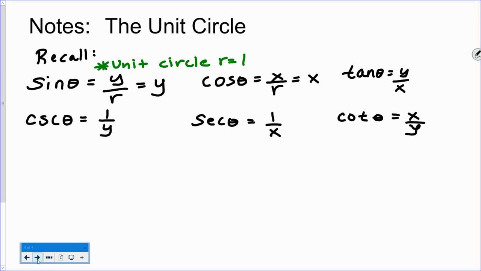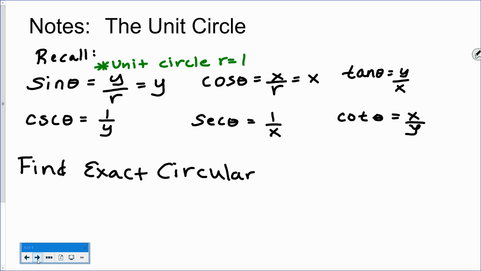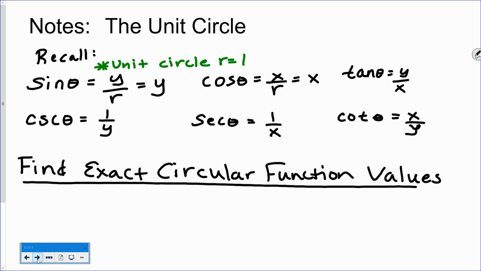So here's what you'll be asked to do. You'll be asked to find exact circular values or circular function values. It might just say find the exact value. Sometimes I've seen find exact circular function value, so I kind of wanted the wordiest one, just so that if you see that, you know it means the same thing. So your problem might say sine of 3 pi over 2.